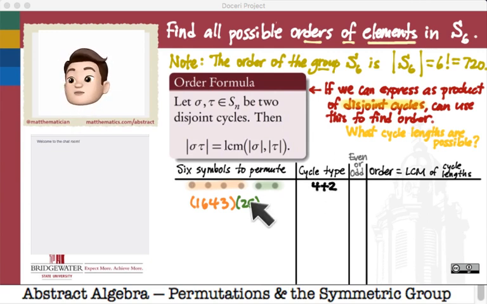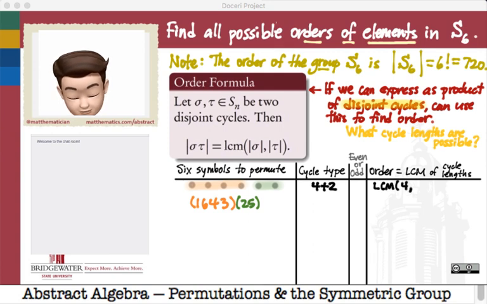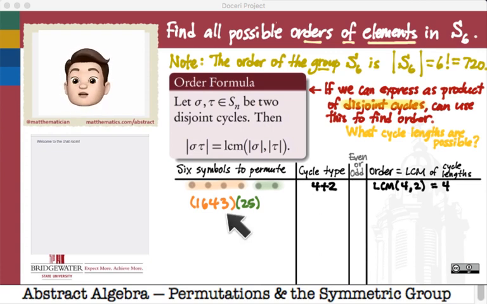What would the order of this permutation be that I get by composing these 2 cycles? Well, because these are disjoint cycles, the order formula applies. And so the order of this permutation is the least common multiple of the order of the first cycle and the order of the second cycle. But that's the same as the length of the first cycle and the length of the second cycle. So just to write this out completely once, it's going to be the least common multiple of 4 and 2. And the least common multiple of 4 and 2 is 4. So we conclude that this permutation is going to be a permutation of order 4.